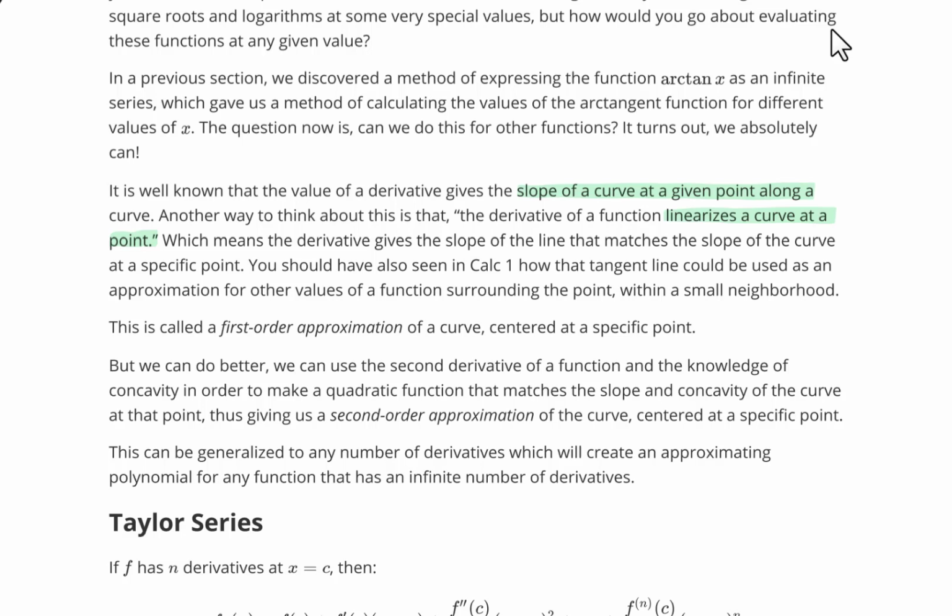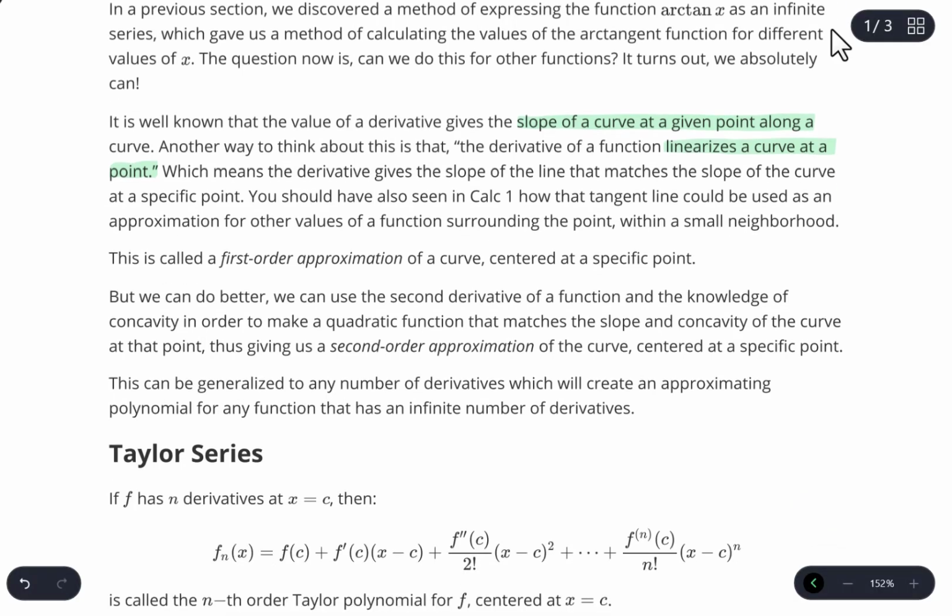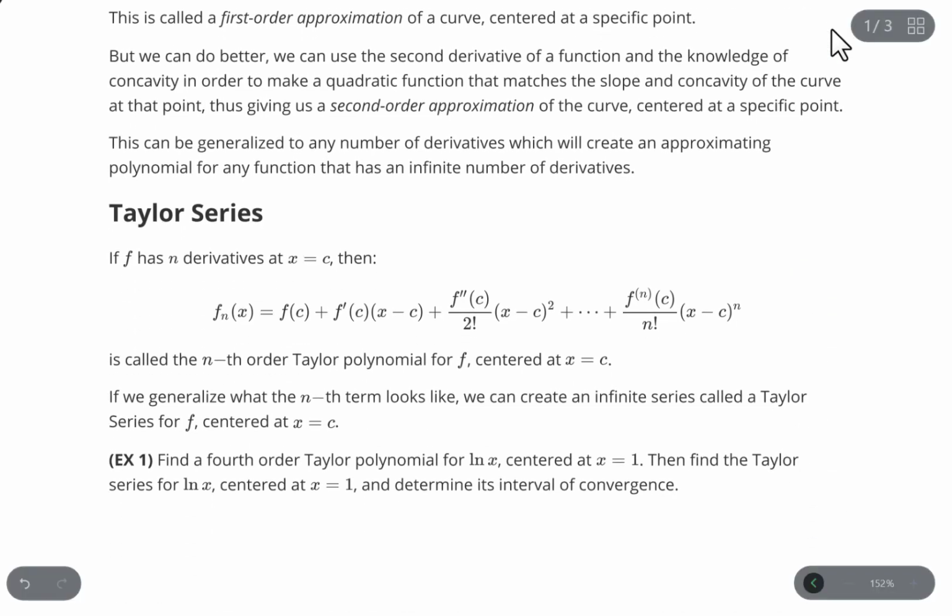And really, if you can get a second derivative, you can get a third derivative, and a fourth, and a fifth. And I know that we generally don't have a lot of applications for derivatives beyond 2, but here we can get better and better approximations to a specific curve using higher order derivatives. And that's exactly what we do in the process of finding what's known as a Taylor series.